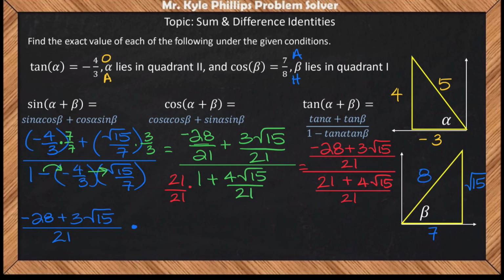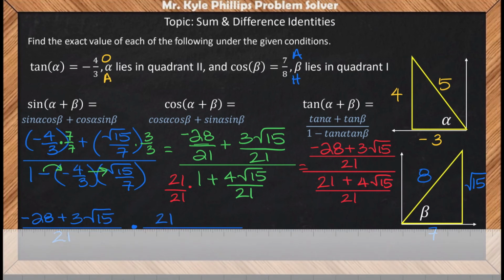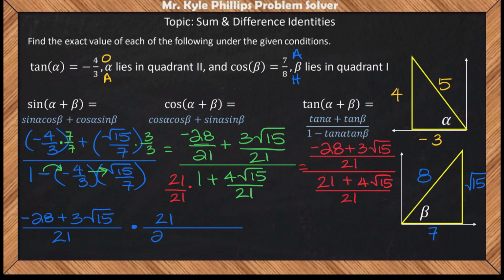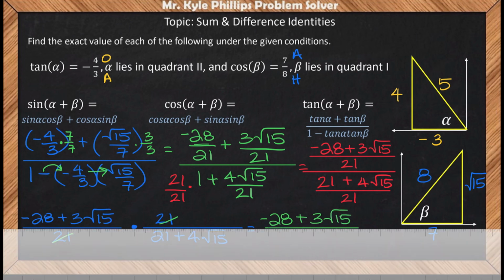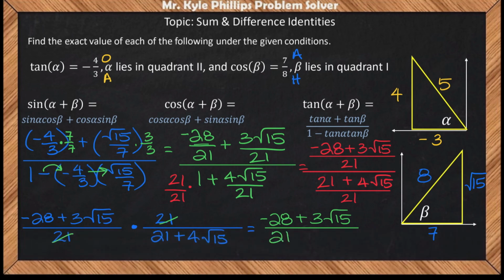Since we know that when we divide fractions, we have to multiply by the reciprocal, we'll go ahead and do that step now. So we'll take whatever the denominator is and we'll flip it. So this is going to be 21 all over 21 plus 4 root 15. So here, my 21s cancel out, and I'm left with negative 28 plus 3 root 15, and this will all be over 21 plus 4 root 15.